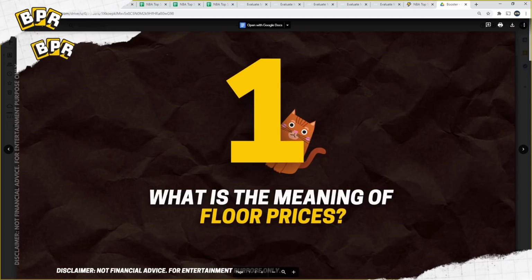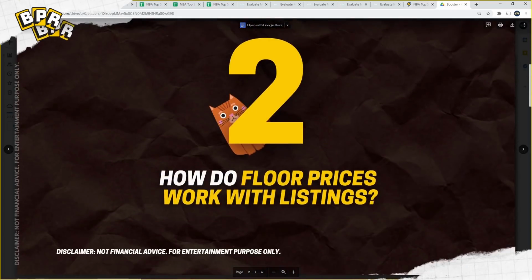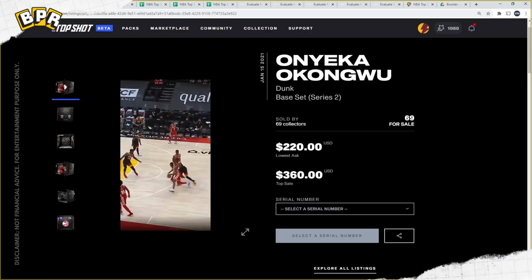Okay. Number 2, how do floor prices work with listings? I'm going to show you guys 5 different examples of different players and different circulation counts. We've got 4,000 LEs, 7,500 LEs, 15,000 LEs, and 35,000 plus CCs. So let's get started with the first one. The first one I have right now is Onyenka.